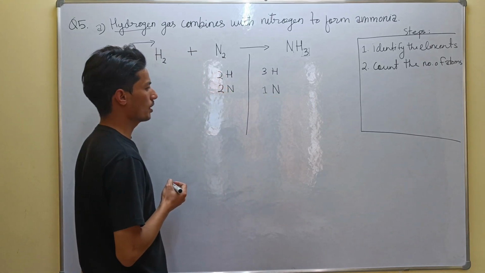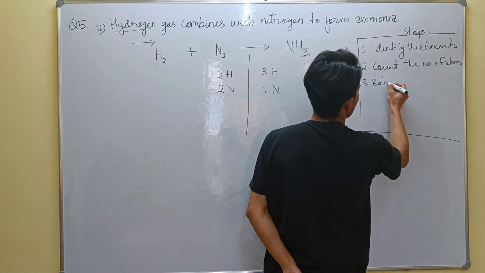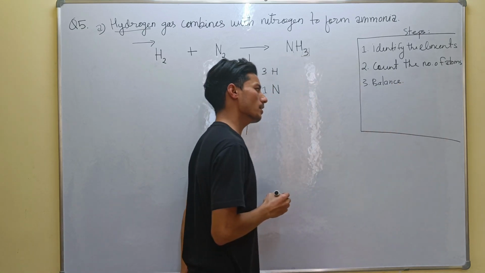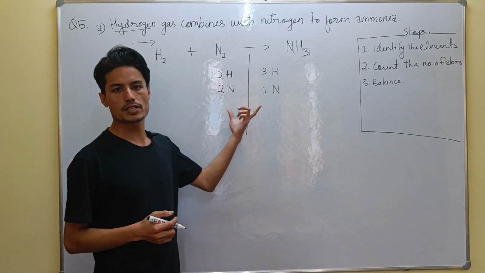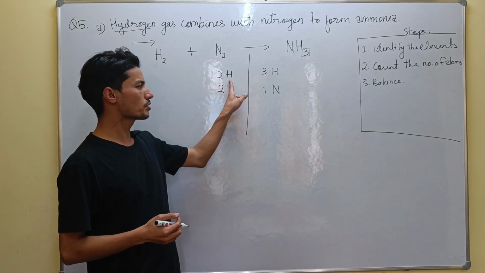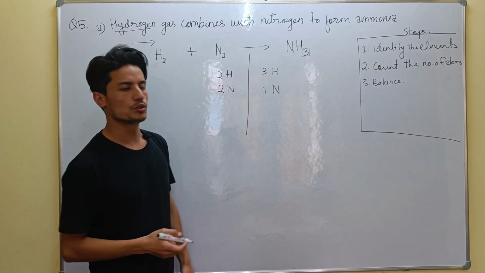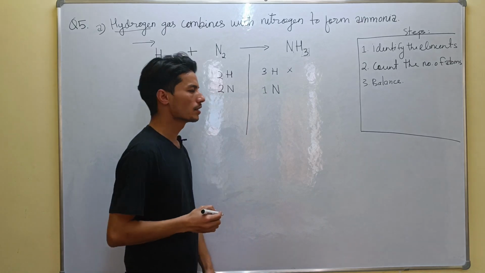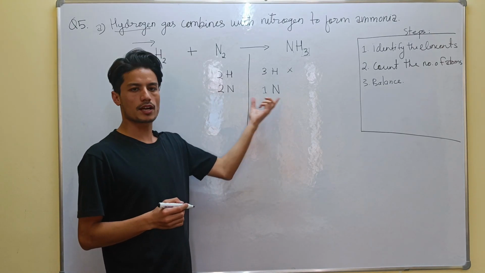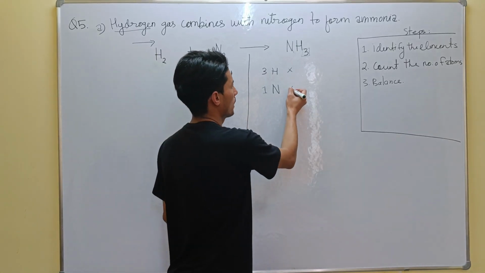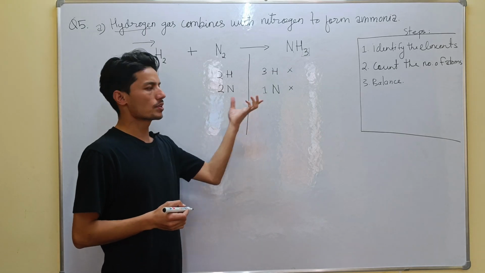Now, the third step is to balance. If it needs balancing, we'll balance it. Some chemical equations are already balanced. So let's have a look whether this equation is balanced or not. I see 2 hydrogen on the reactant side. There are 3 hydrogen on the product side. Are they balanced? No. So this is not balanced. 2 nitrogen in the reactant side, 1 nitrogen in the product side. Are they balanced? Again, no. So they need to be balanced. So whom should I balance first? Well, 2 plus 3, the sum is less.